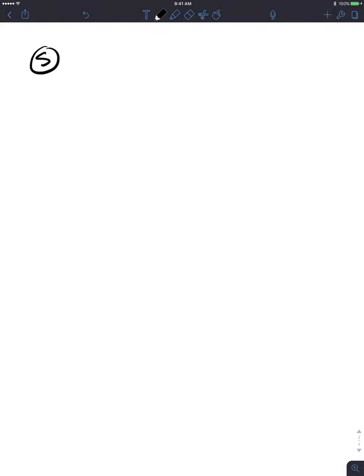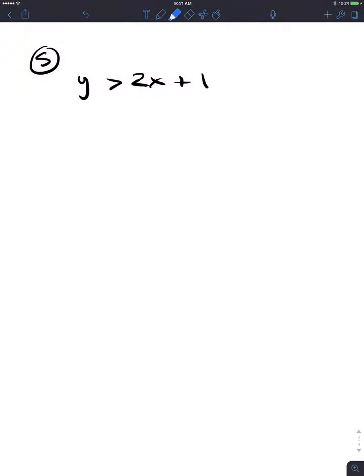Number 5. Y is greater than 2x plus 1. Notice this is a strict inequality. We're going to have a dotted line. We first start by graphing the equality, which is y equals 2x plus 1.